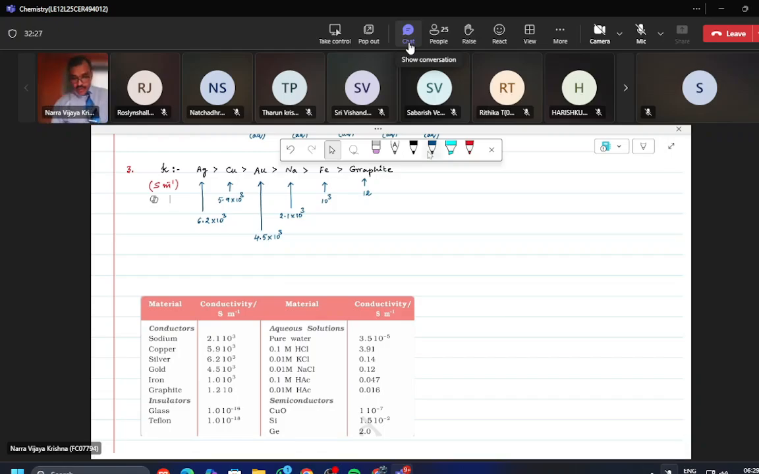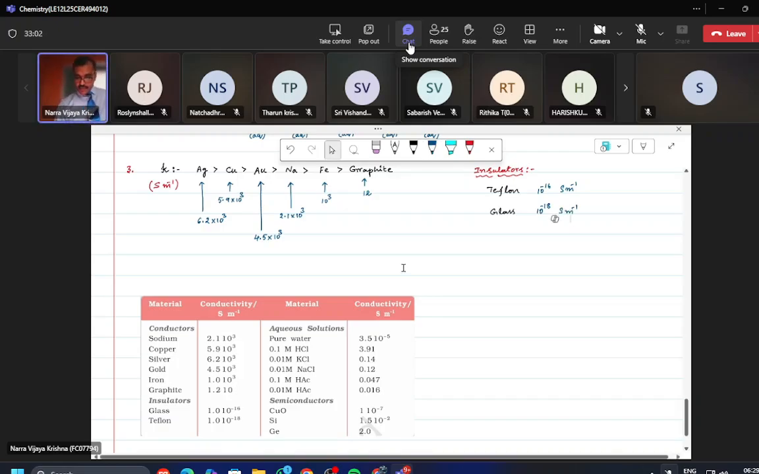Next, sir, insulators. They have given two insulators, Teflon and glass. Teflon conductivity is 10 power minus 16. Glass is 10 power minus 18. Siemens per meter.